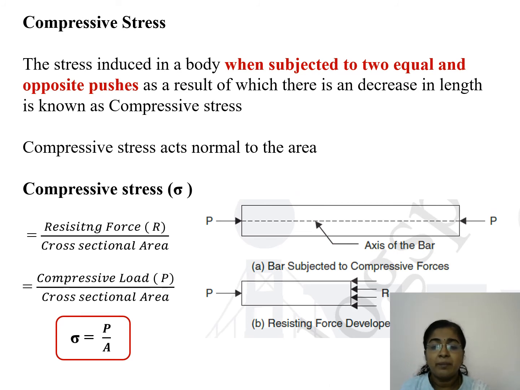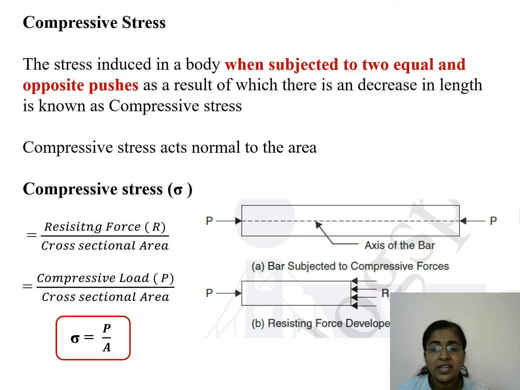Coming on to the compressive stress. Compressive stress occurs when the force is of compressive nature. Here, the bar is subject to the compressive force P. Due to the application of this compressive force P, there will be a reduction in length of the member. That is, the strain developed is of compressive nature and the corresponding stress is compressive.